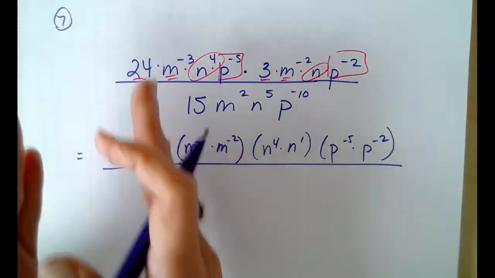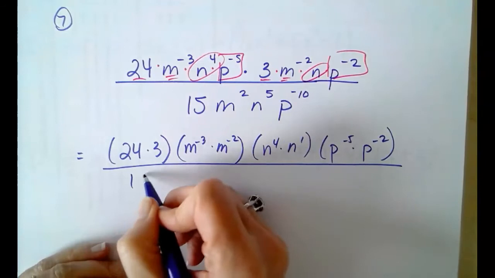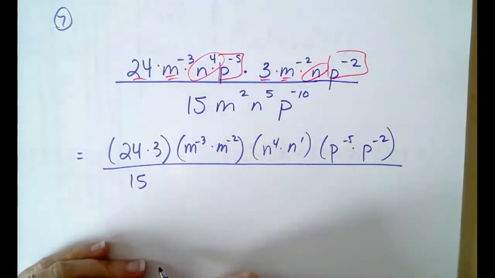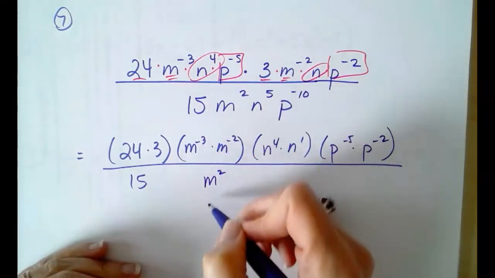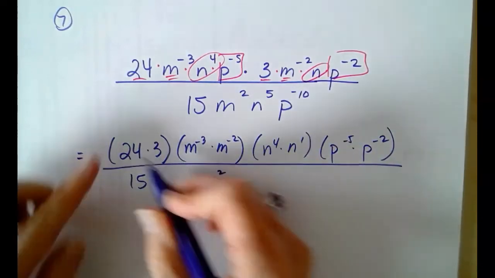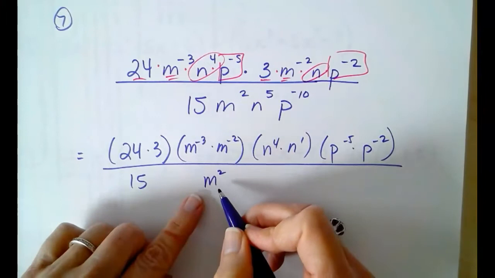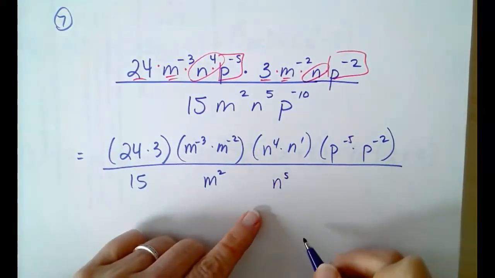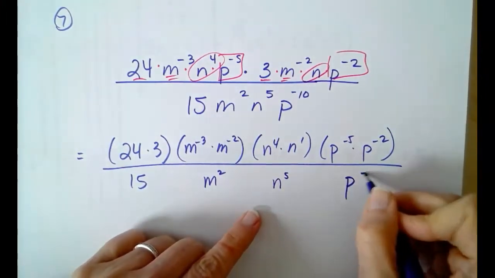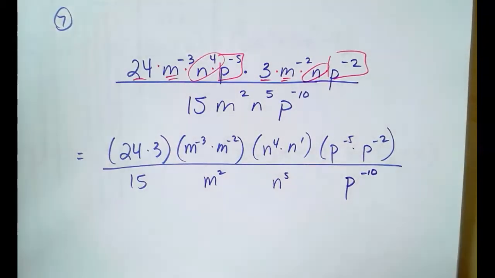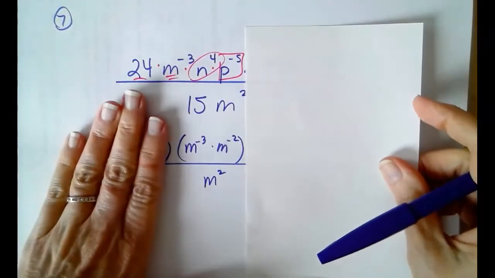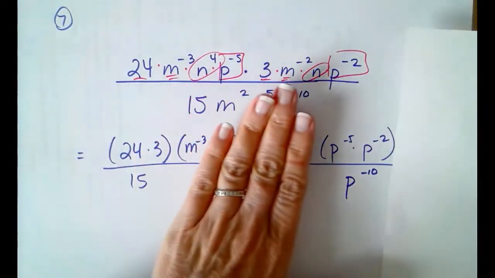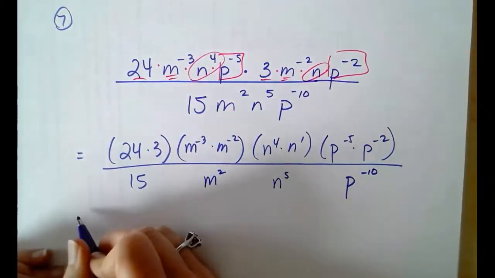Now line things up here. So the 15 goes over 24 times 3. The m squared goes under. 15's under, m squared is under, n to the 5th is under, p to the negative 10th is under. I'm just spreading it out because now we've got smaller problems to deal with here that are much more manageable.